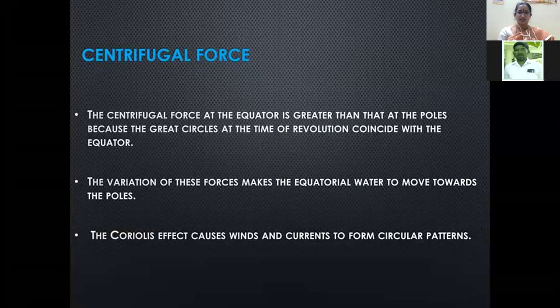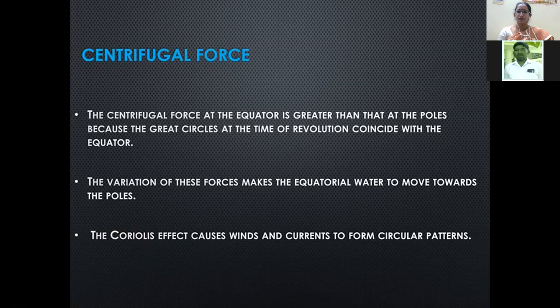When the revolution is taking place, the variation of these forces makes the equatorial water move towards the poles. Where the equator is, from there the water is moving towards the poles. This centrifugal force is helping the water to move from the equatorial region to the polar region. And this Coriolis effect, I told you before, is based on the rotation. This effect is causing the winds and the currents to form circular patterns. So centrifugal force is one of the factors which affects the ocean currents.